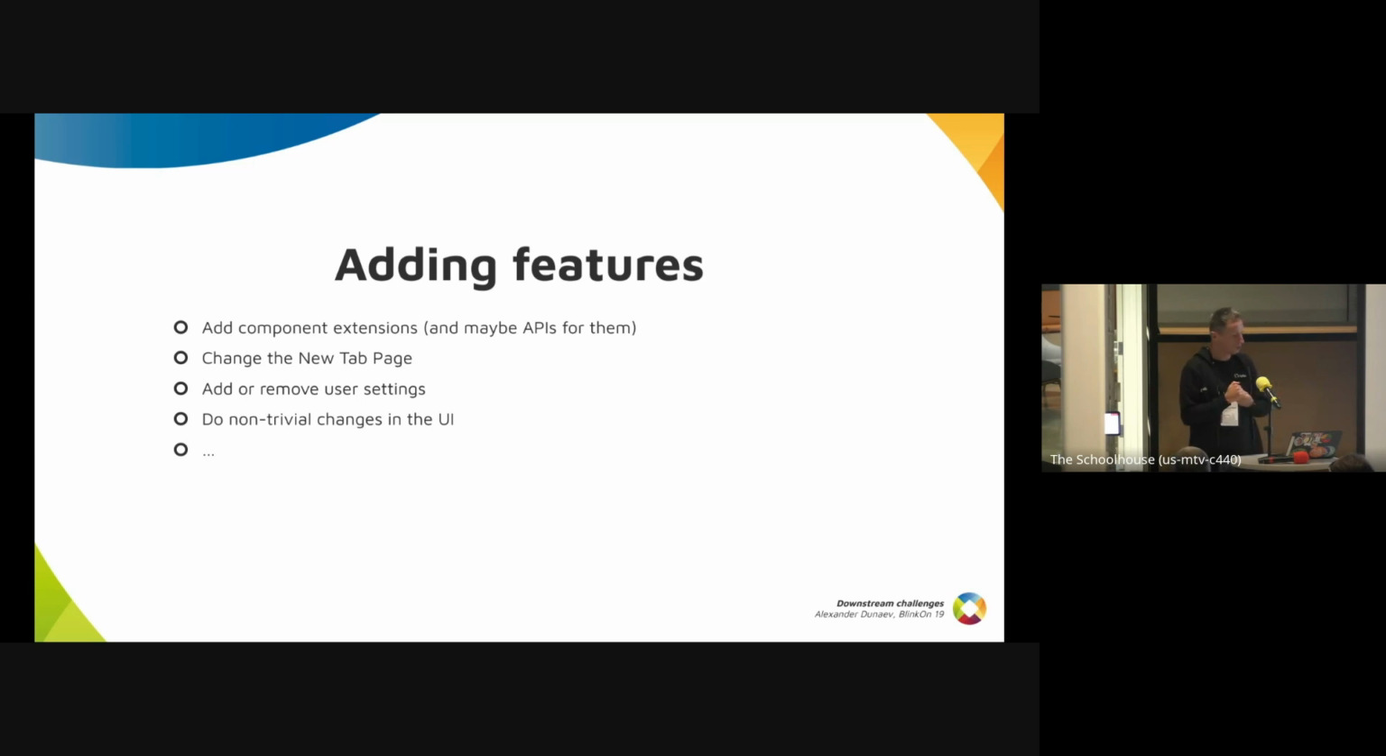So we make the effort to bring some unique functions. And just to name some of them, we may want to add component extensions and probably implement some APIs for them, or we'd like to change the new tab page, which is the thing which many users see all the time when they're working with the browser. So it's a good place to put something important. Also, the features may have some configuration that the users would want to define, and we want to let them do it.